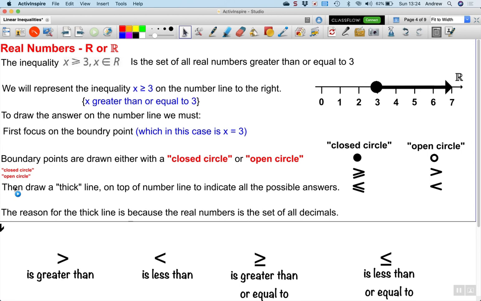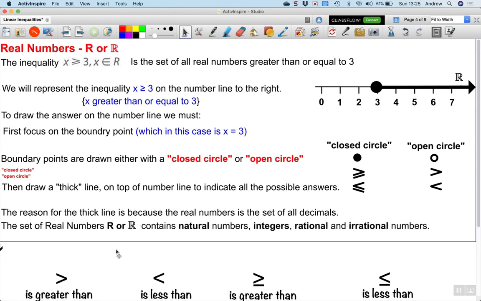Now this is bigger than 3, which means I have to keep going forever. Because I've drawn my number line beyond 7, I have to draw my filled in solution line going beyond 7. Now that I've completely covered the relevant part of the number line, I can stop. And once again, the arrow at the end indicates that this answer keeps going on forever. And I remind you once again, the reason for the thick line is because the real numbers is the set of all decimals. So it's all the numbers between 3 and 4, 4 and 5, 5 and 6, 6 and 7.